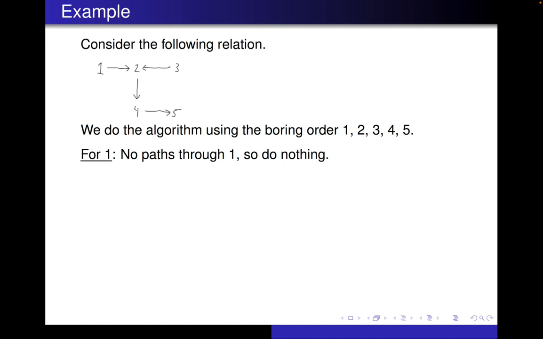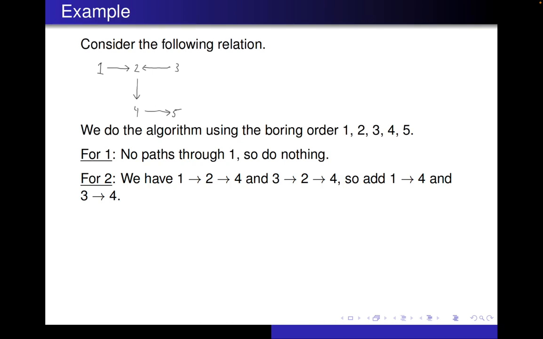So that's not so exciting. For 2, we have a lot going on, right? Because for 2, we have 1 pointing to 2, and 2 pointing to 4, and we have 3 pointing to 2, and 2 pointing to 4. That means in this part of the algorithm, we add in the arrow 1 to 4 and then 3 to 4. So there we have it.